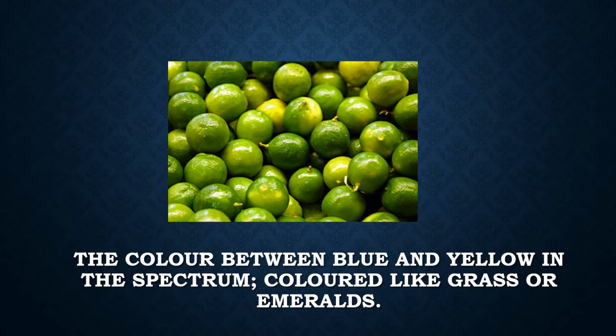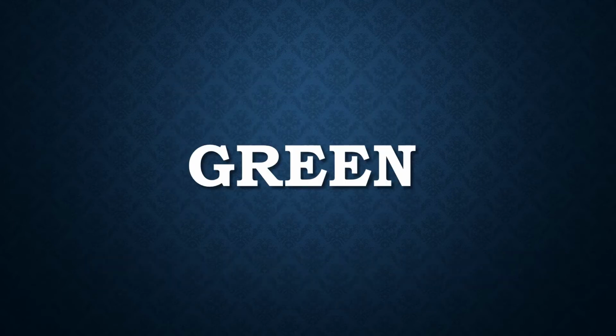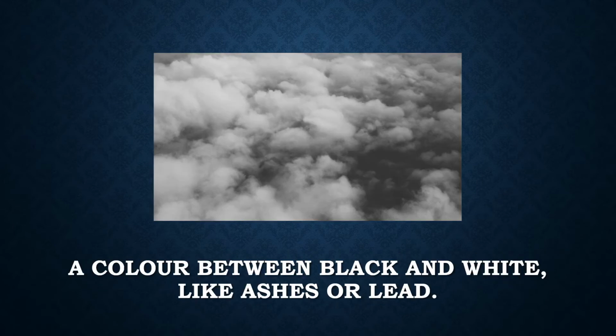The color between blue and yellow in the spectrum, colored like the grass or emeralds. Green. A color between black and white, like ashes or lead. Gray.